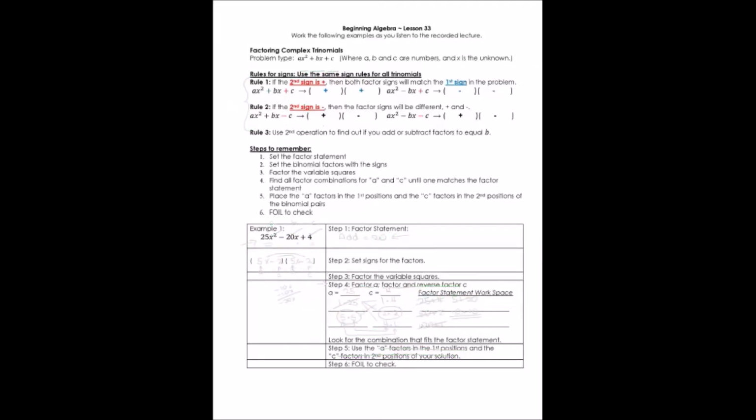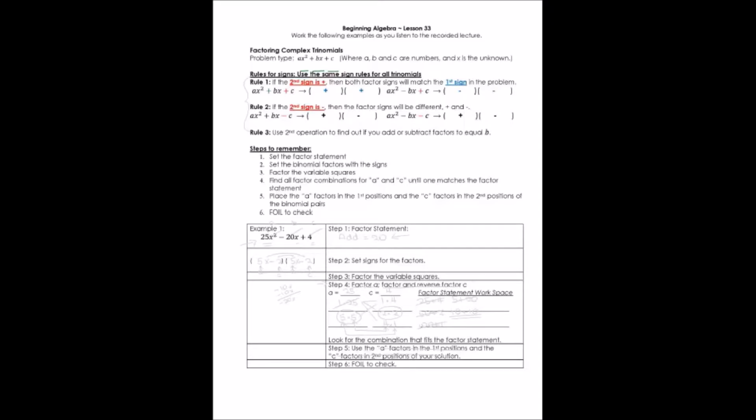This lesson is really about factoring complex trinomials. The problem type is a times x squared plus b times x plus c. A, b, and c are numbers, and we are not able this time to factor out a GCF that lets us have no coefficient of the x squared term. Therefore, this one's going to be a little bit more complicated when we factor.